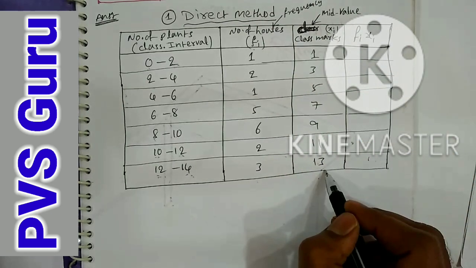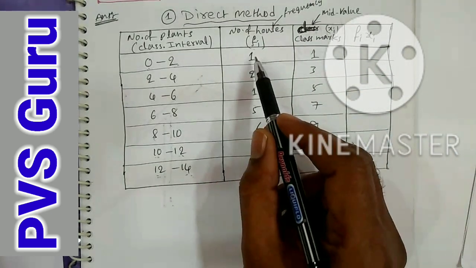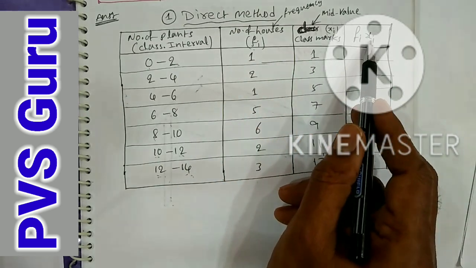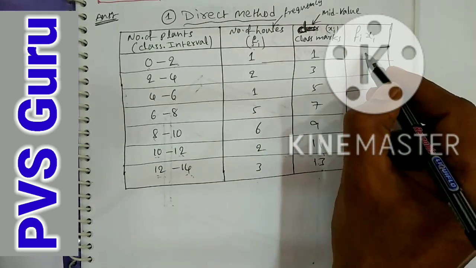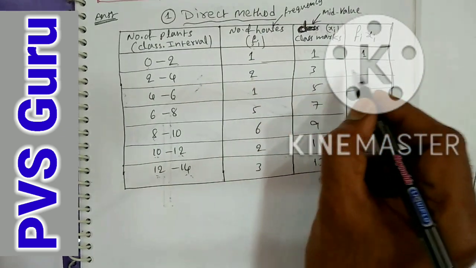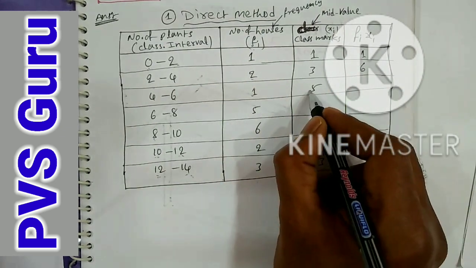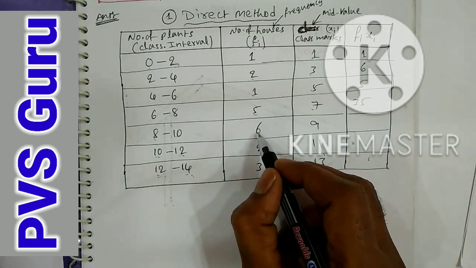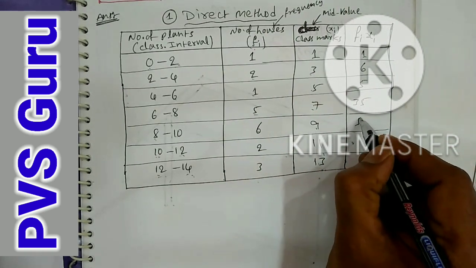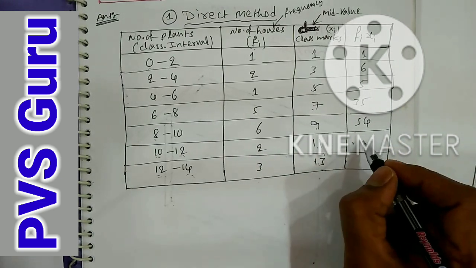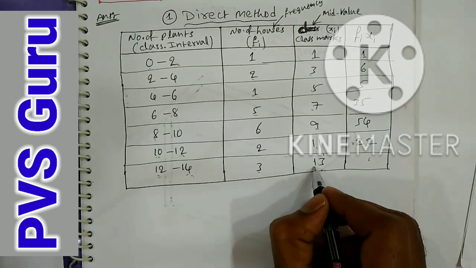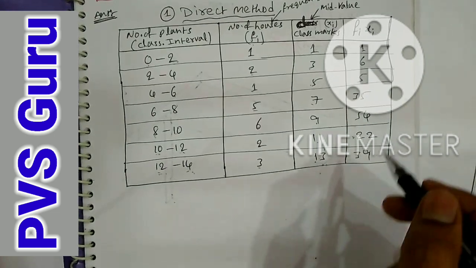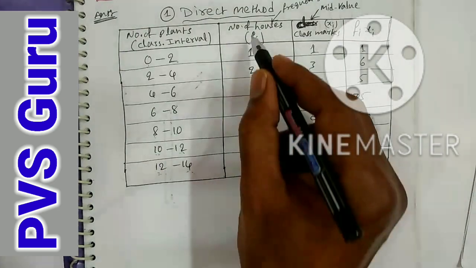So these are the middle values. After finding these values, multiply the frequency fi and xi. 1 into 1 is 1. 2 threes are 6. 1 into 5 is 5. 5 sevens are 35. 6 nines are 54. 2 into 11 is 22. 3 into 13 is 39. Now calculate this total and this total.